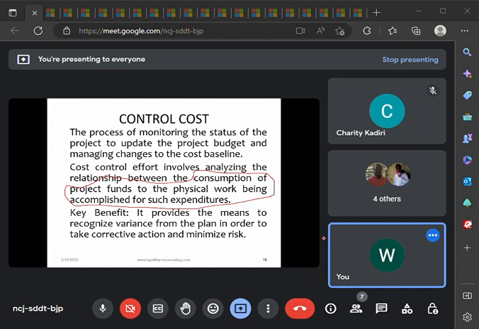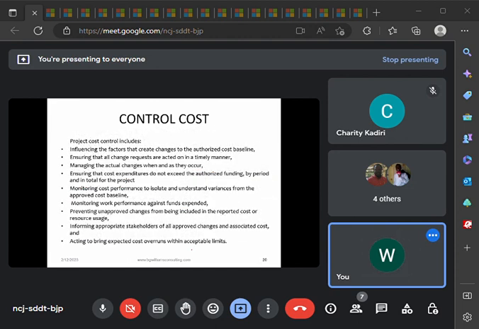All right. The essence of control cost is that it provides a means to quickly discover any form of variance that may have been occurring without your notice, so that you can take either a corrective action or a preventive action. All right? Please take note of that.